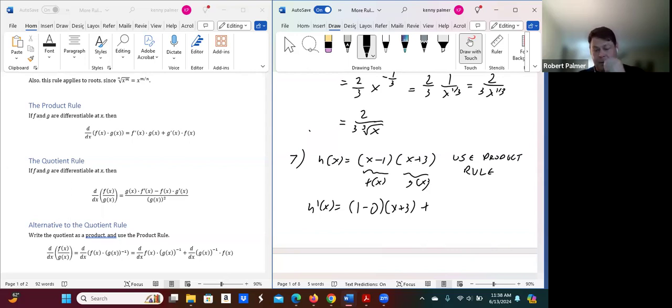Okay, and in the same way, that's going to be the derivative of x. So do it each part. The derivative of x is 1 plus the derivative of 3 is 0, then times the first function, which is x minus 1. Okay, then we simplify that.